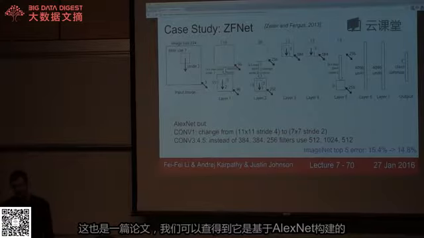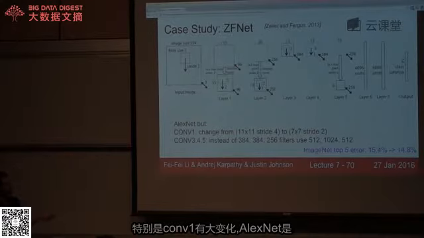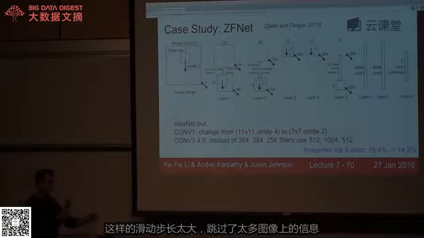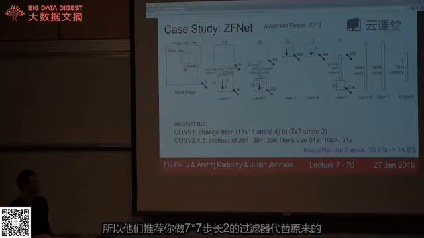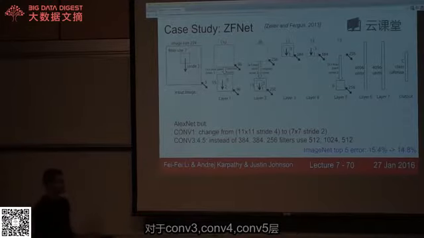It built on top of the AlexNet architecture, but they made some modifications based on some experiments. In particular, the big changes were for the conv1. Originally, there was an 11 by 11 stride 4 convolution on the first layer, and they found that that was too drastic. You're skipping way too much, and you had all these funny artifacts in the first layer. So they instead recommended that you do 7 by 7 filters of stride 2 instead of this. And so you're doing more dense computation on the very original image.